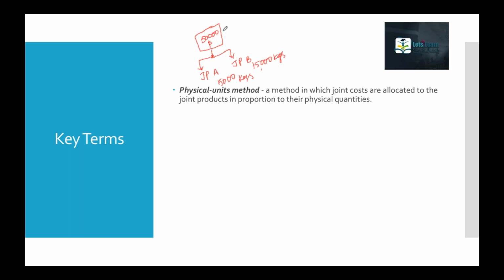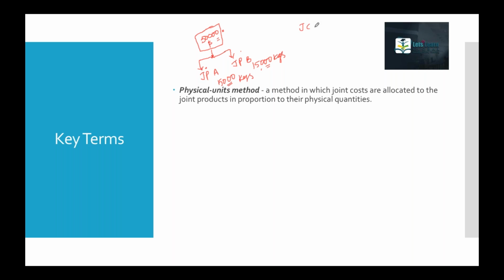Now, how to allocate this joint cost to the joint products? This is our topic, in fact. For this, we have certain methods. One of the methods is the physical units method, or physical quantity method. The physical quantity method uses the physical quantities as the ratio for the allocation of joint cost.